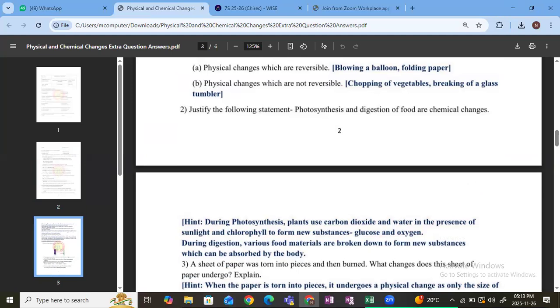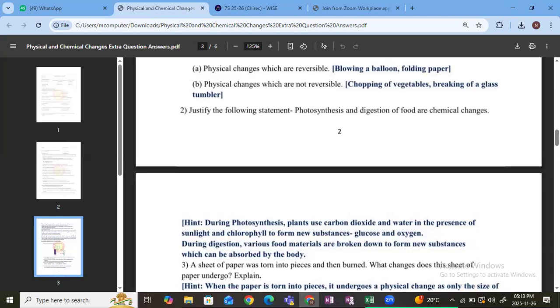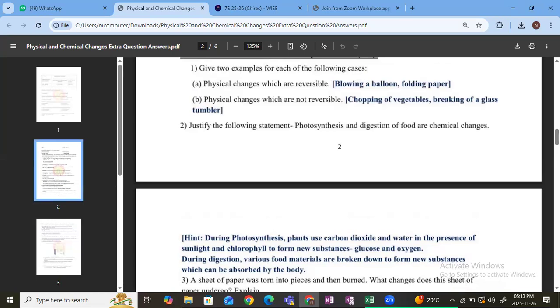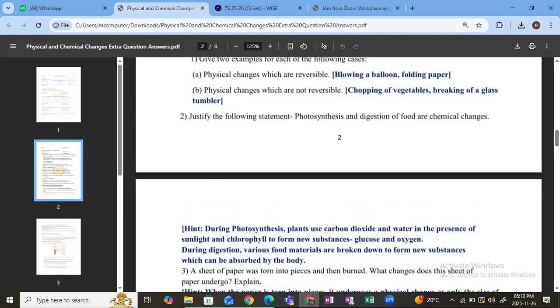Next, a piece of paper was torn into pieces and then burned. What changes does this sheet of paper undergo? Ma'am, when the sheet is torn, it only undergoes physical change, because the chemical composition of the paper does not change when you tear it. But when it's burned, the paper turns into ash, so its chemical composition changes and a new substance is formed. Yes, correct. Now read this one.